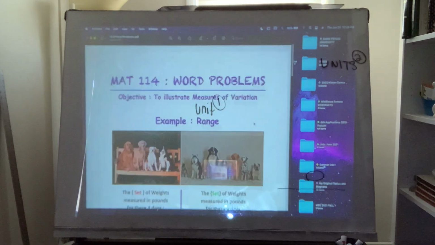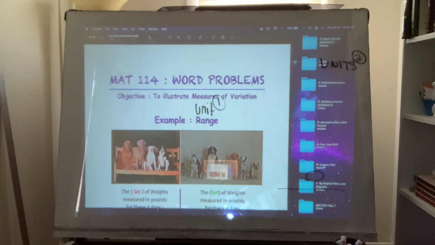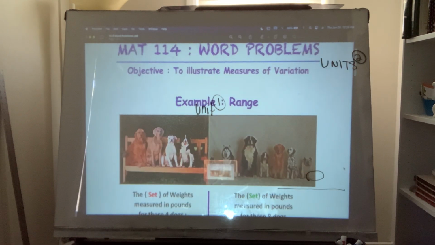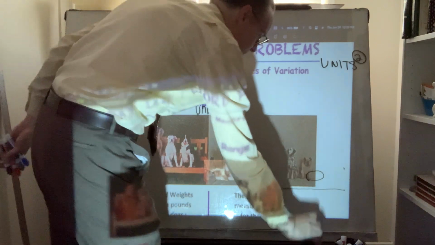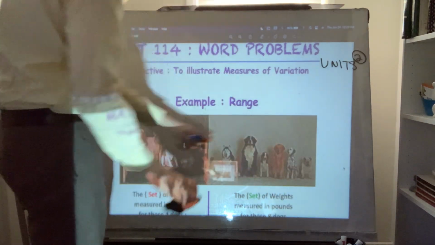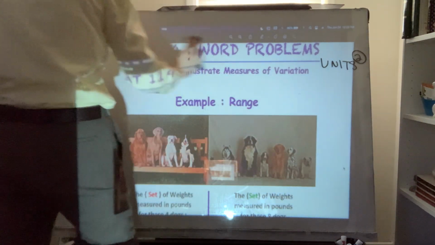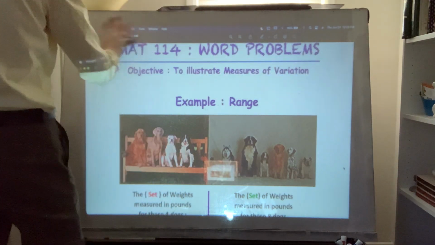I rather like this because there's some dogs here. And one of them is a Bernese mountain dog, which I used to have a dog named Pocono. And he looked like that. There's a good dog.